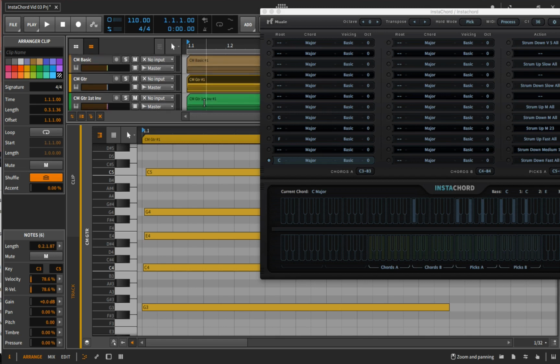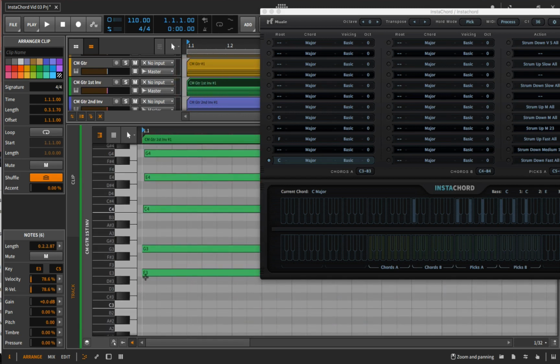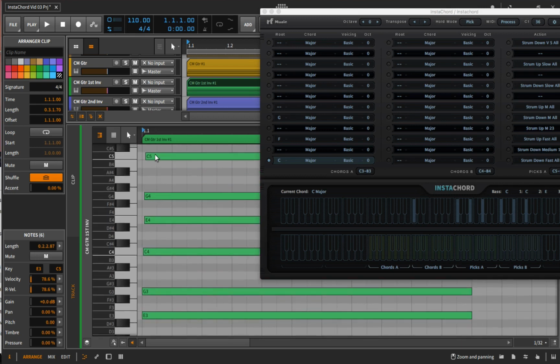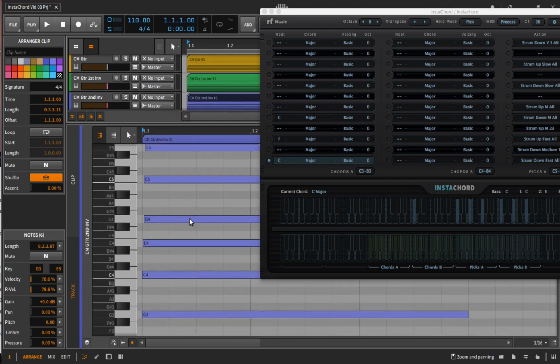So now we are going to look at the inversions. This is the first inversion. In this one you do not start at the C, you actually start at the E. That's exactly what you would have done on a keyboard if you were doing the first inversion. The C, the root, is inverted all the way up here. And you have an E3, a G3, and then on the octave above you get a C, and then an E, and then a G. So this is basically like the basic setting for InstaChord, only with the root inverted all the way up here from C3 to C5.